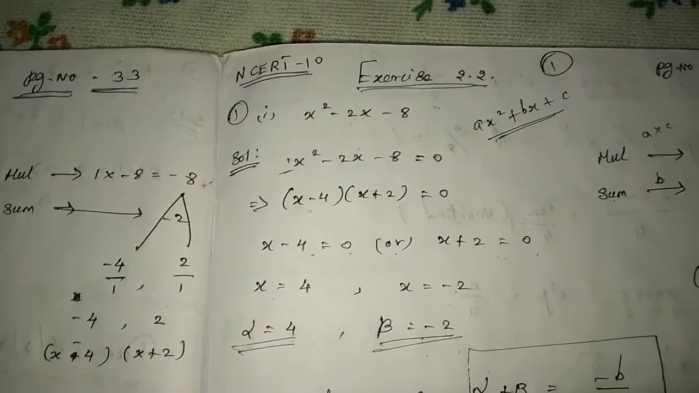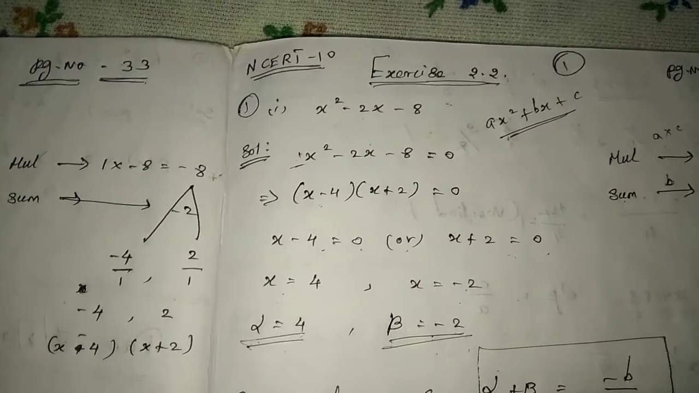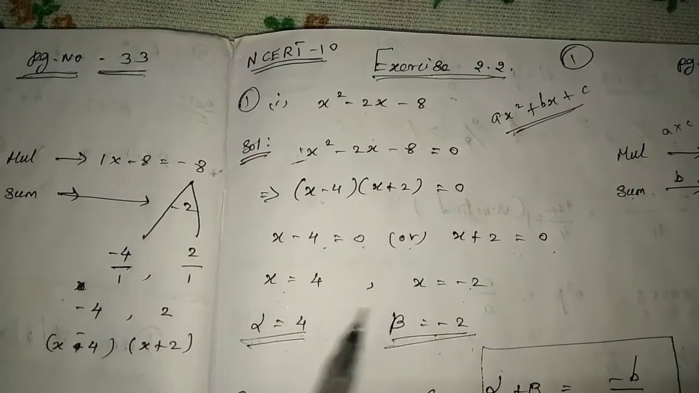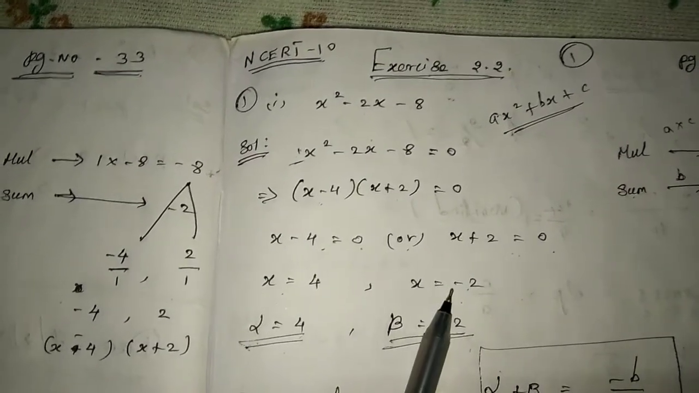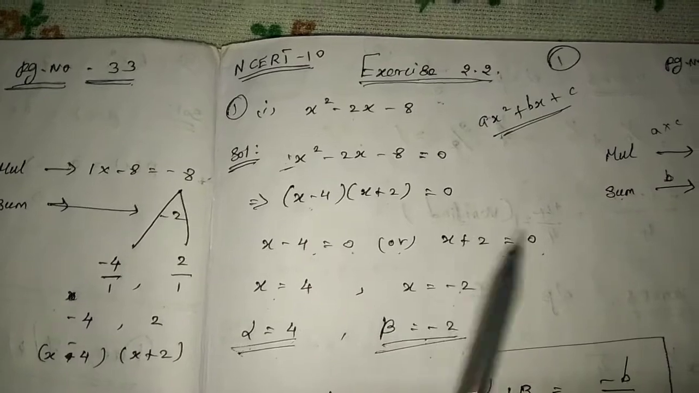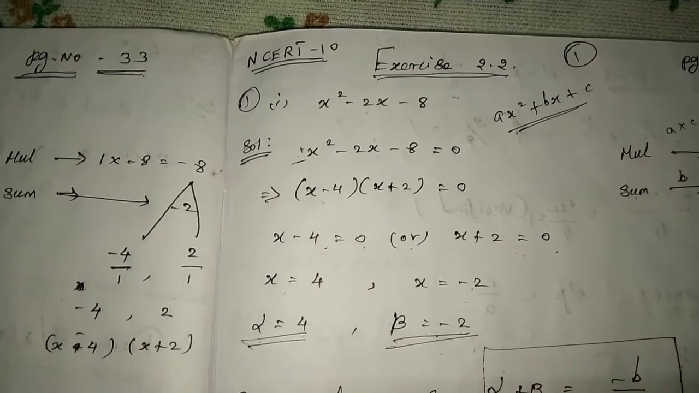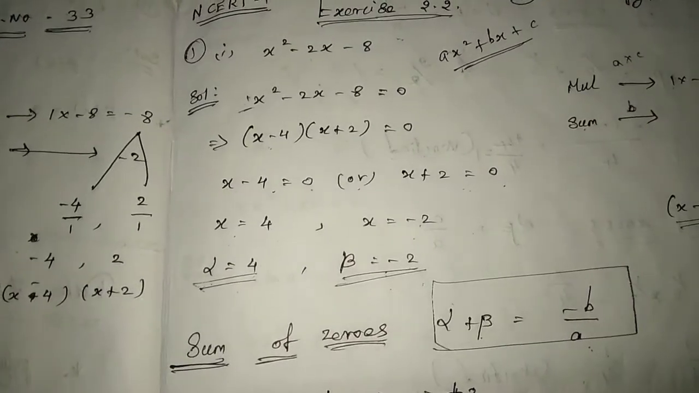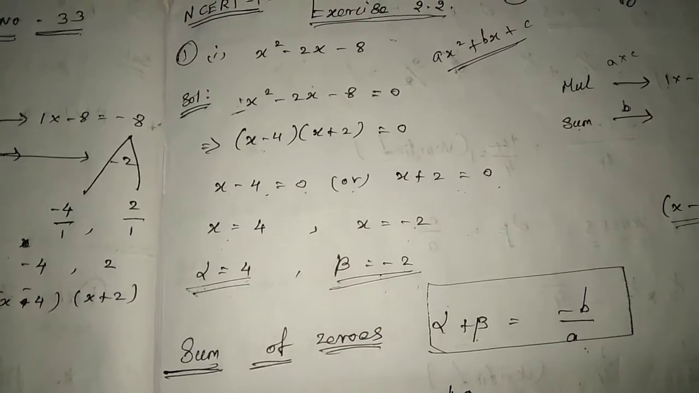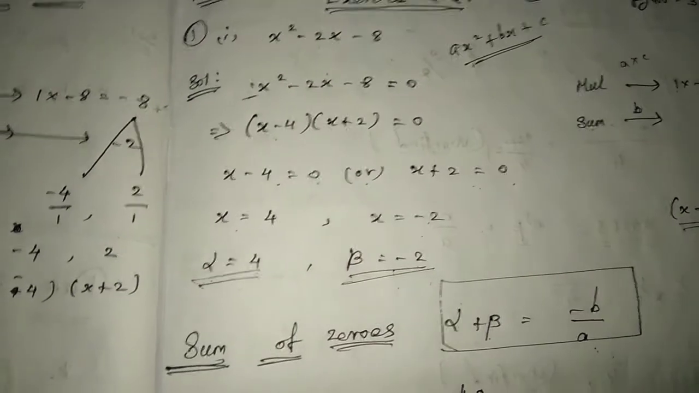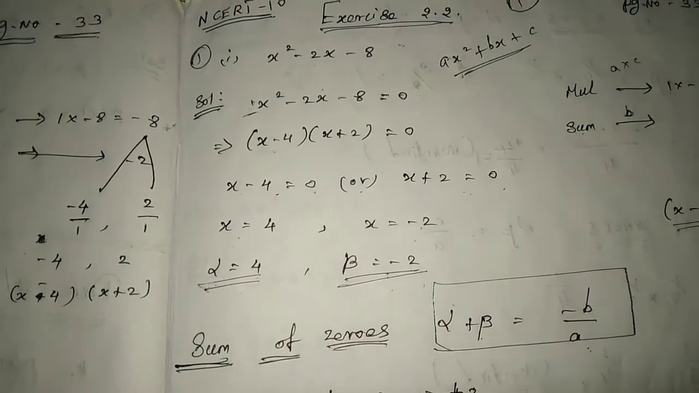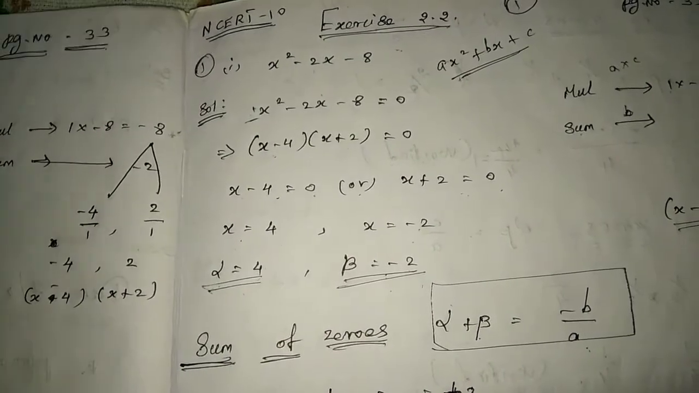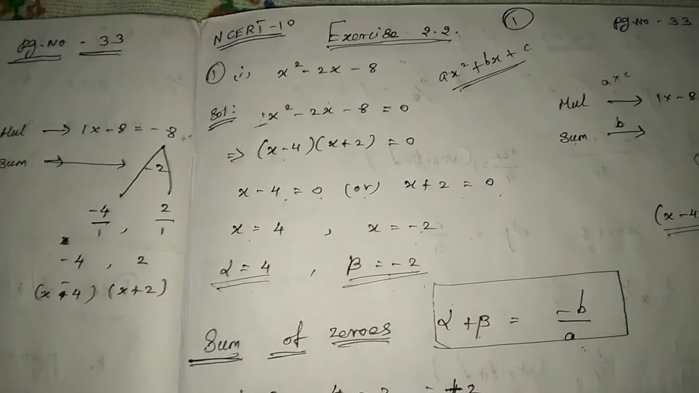So we can equate the factors to 0. x minus 4 equal to 0 or x plus 2 equal to 0. So x is equal to plus 4, x is equal to minus 2. The plus 2 goes to that side and becomes minus 2. So we find the alpha and beta values, right? The first zero is called alpha, the second zero is called beta, here it is minus 2. Now we have found the zeros.